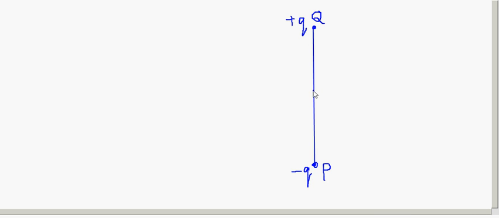Let O be the center, and we know that the total distance between them is 2a. So OP is a and OQ is also a.